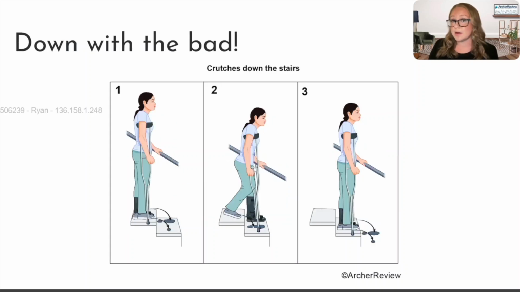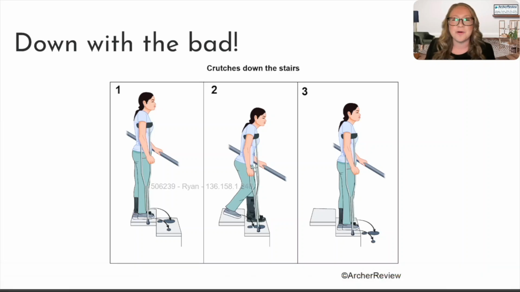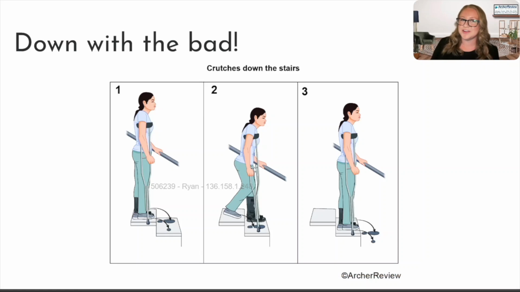When they're ready to come down the stairs, they're going to go down with the bad. In this example, we will have the crutch on the unaffected side, the good side. The client will move their affected or bad leg down with the bad, and then bring their good or unaffected leg down the stair to meet it. Up with the good, down with the bad.